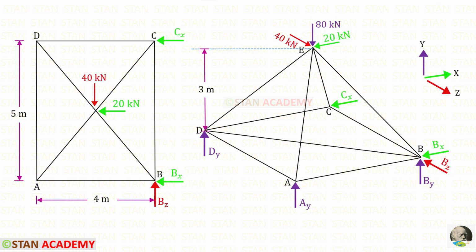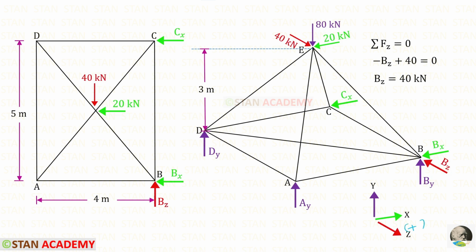In this numerical, in the joint E, there are 3 loads: 20 kilonewton in the x direction, 80 kilonewton in the y direction, and 40 kilonewton in the z direction. First, we have to find these reactions. In the z direction, there is only one reaction, so we can easily find that. Let us keep this side as positive and the opposite side as negative. So this will be negative and this one will be positive. For BZ, we will get 40 kilonewton.